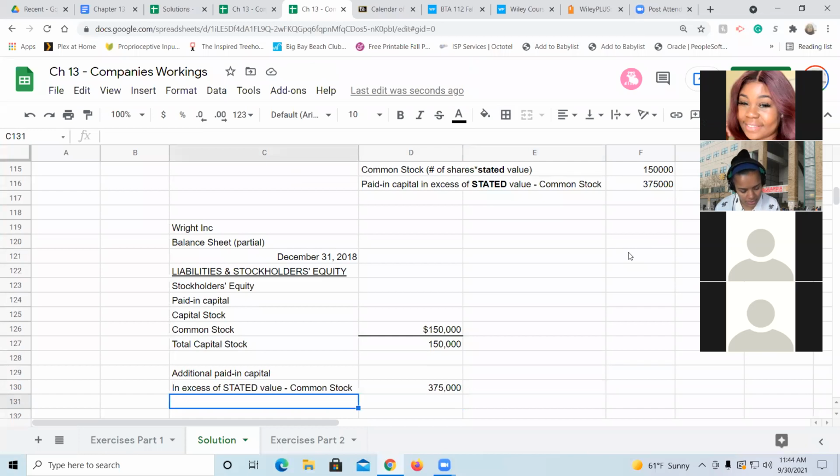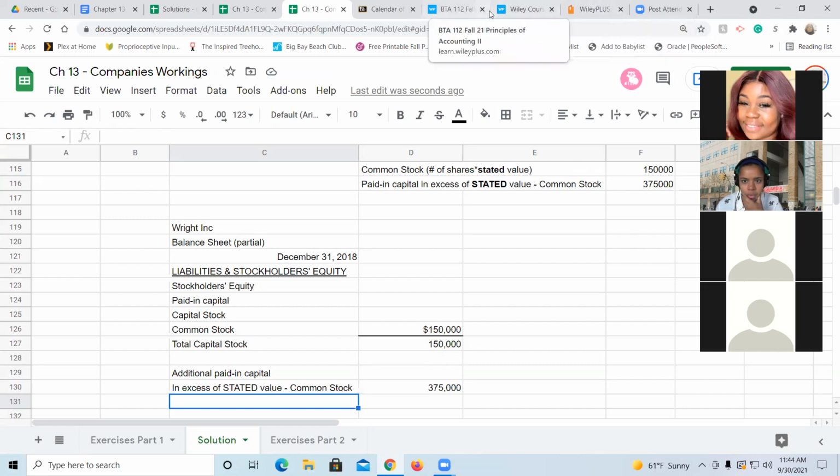Denise, a question? Okay, so I have a question. On the Wiley homework, even though we only put in the numbers, for example the common stock, total capital, and the excess over stated value, the other lines, like for example stockholders equity, will be blank. So will that still be correct?